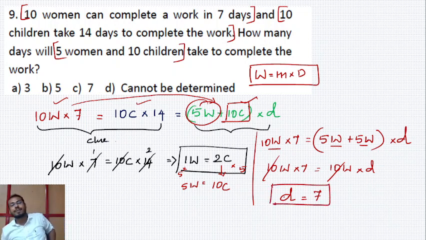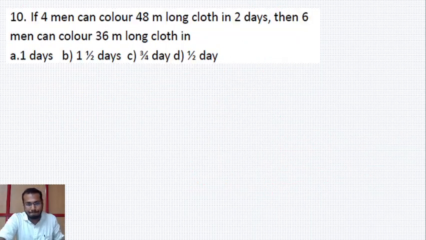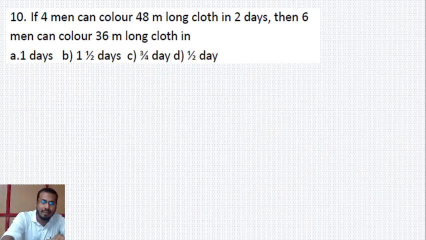The only thing is you need to plug in the values and solve the equation. That's it. Let's move to the next question. Simple. 4 men can color 48-meter long cloth in 2 days. Then 6 men can color 36-meter long cloth in how many days? This is the question.